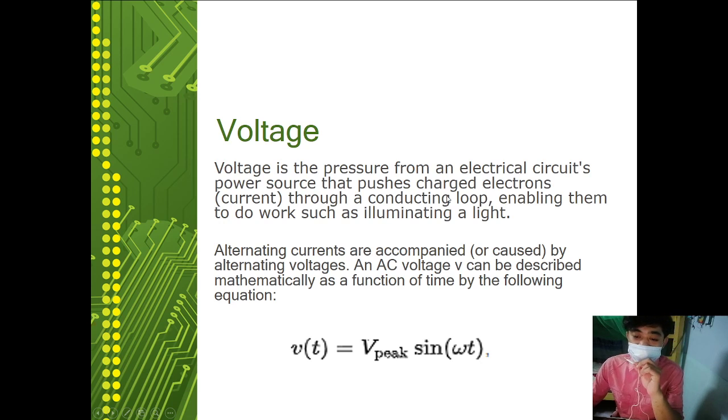Voltage is the pressure from an electric circuit's power source that pushes the charge of electrons through a conducting loop, enabling them to do work such as illuminating a light. Alternating currents are accompanied or caused by alternating voltages. An AC voltage, or V, can be described mathematically as a function of time by the following equation: voltage in time is equal to the peak voltage times the sine of omega times t.